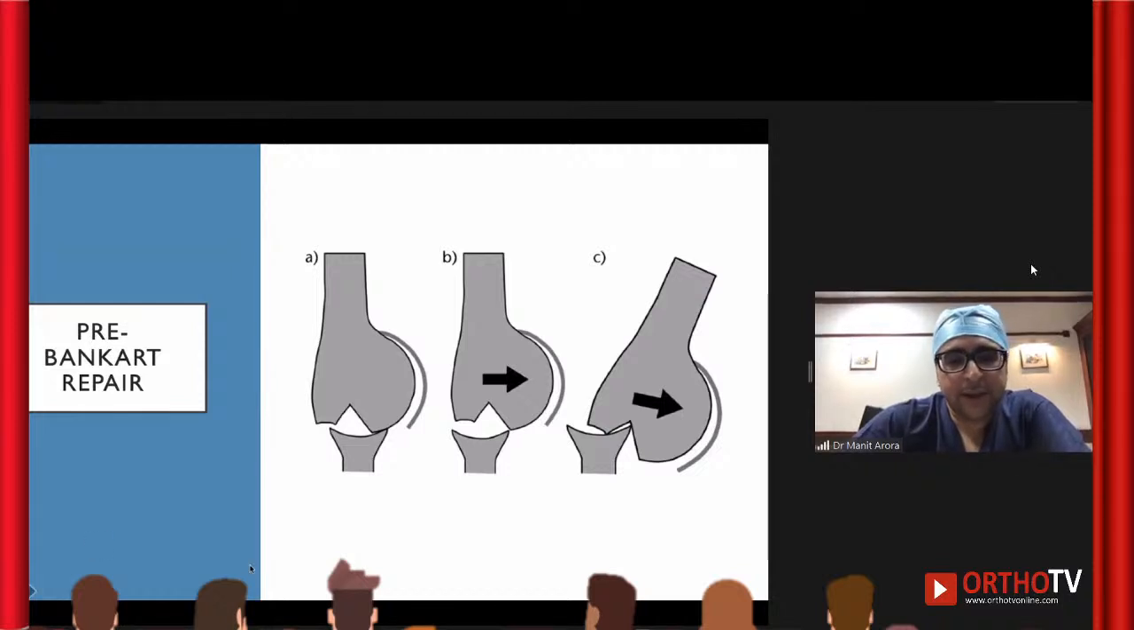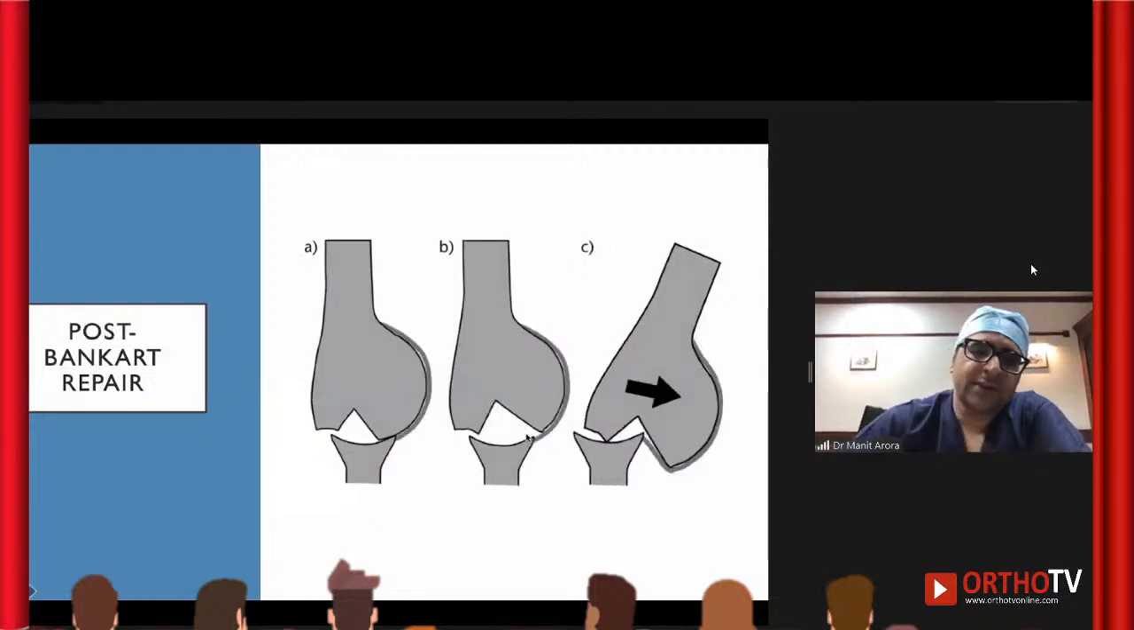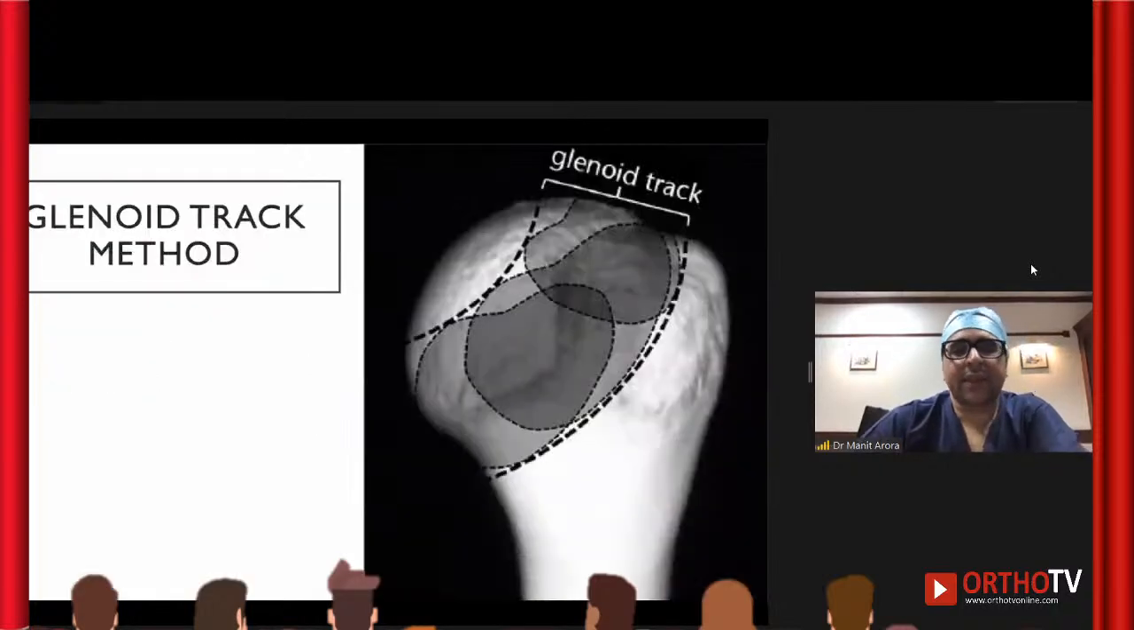So in a pre-Bankart repair model, you can see here, you've got the Hill-Sachs, the glenoid, the capsule is lax. And again, we're testing it with a lax capsule before the Bankart, so that lesion may engage and pop out. Whereas after we do a Bankart repair and the capsule is nice and tight, that same lesion may not pop out. And if it is still popping out because this lesion is bigger, then that means it is a true engaging Hill-Sachs defect, which does require some fixation through a Remplissage. So that's why the glenoid track concept came about.